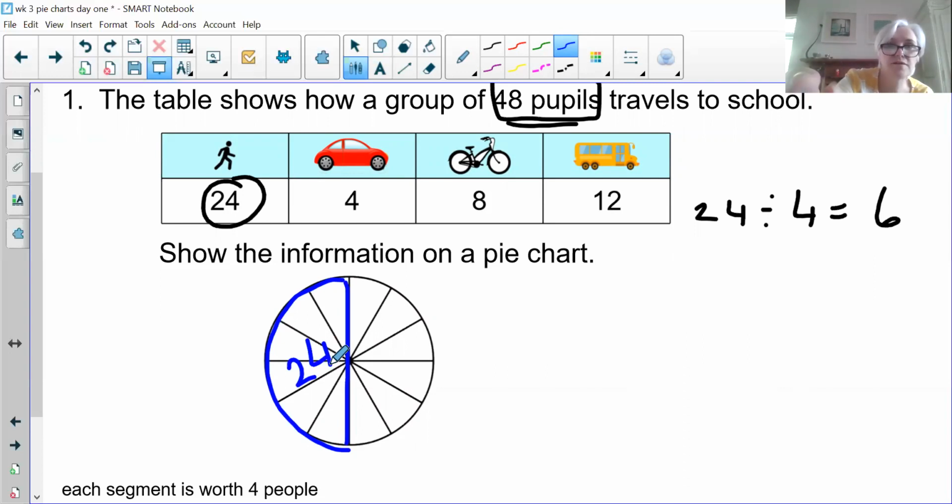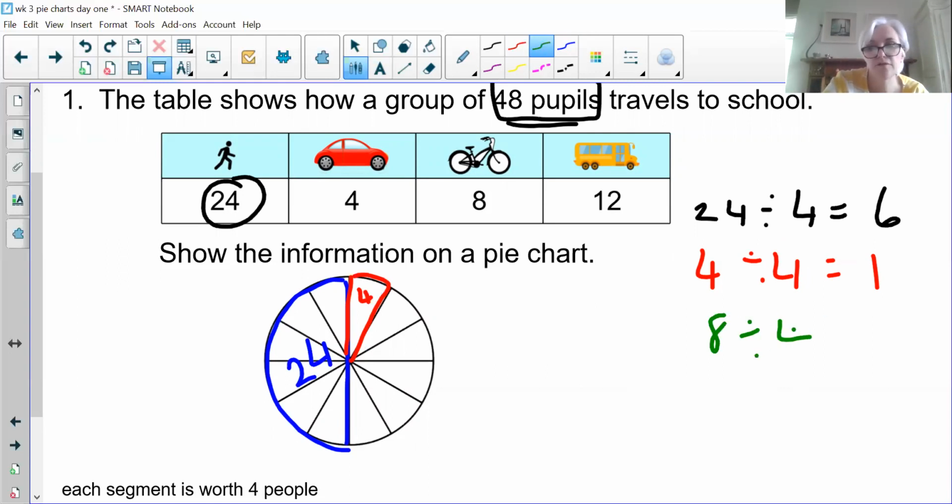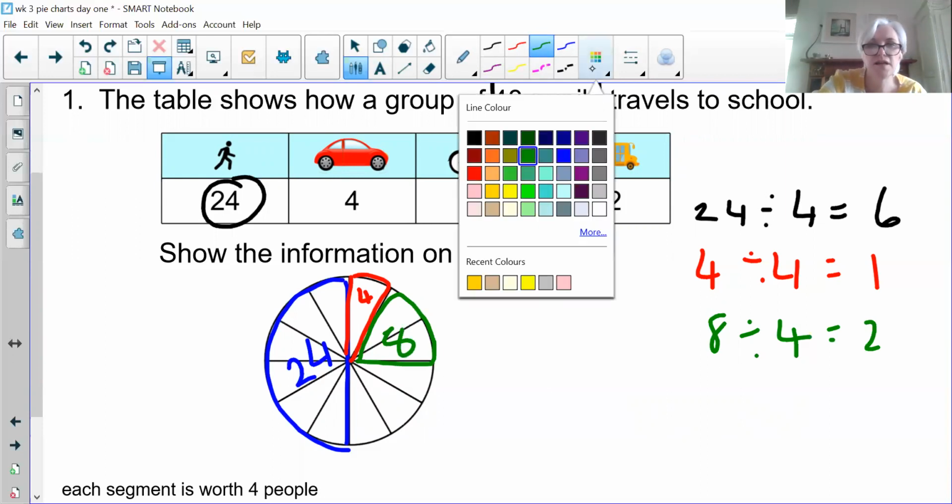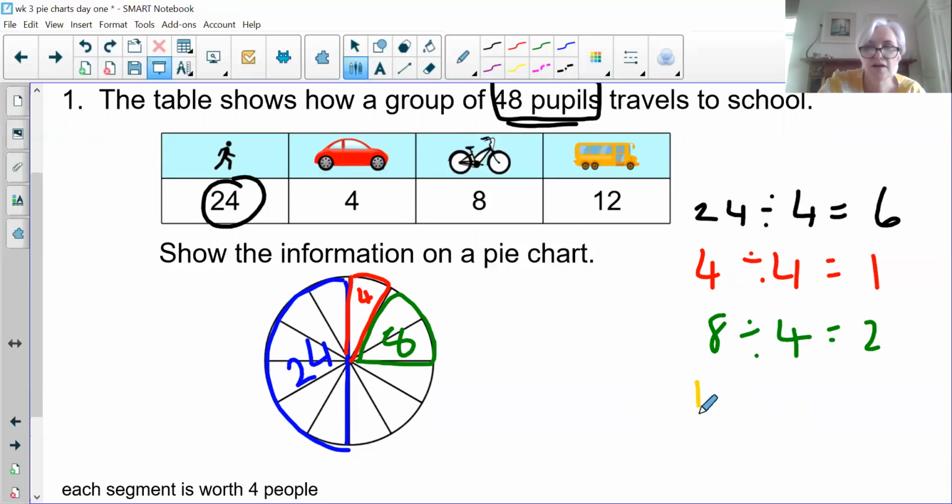There's only one of them, and each segment is worth 4. So 4 divided by 4 gives me 1. So it's only one of the pieces of the pie. 4. The bike. I've got 8. So 8 divided by 4 gives me 2. So I need 2 slices of my pie. Each part of the segment is worth 4. That's 8 people. And then on the bus in yellow, I've got 12. I'm dividing it by 4. Each segment's worth 4. So I should have 3 segments for the bus. And that represents 12 children.